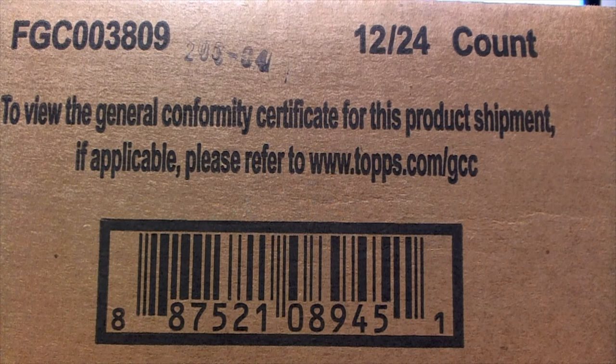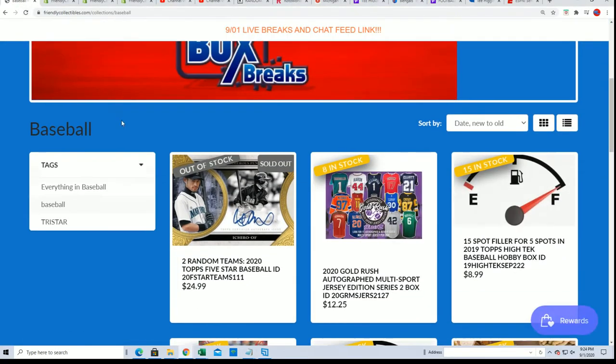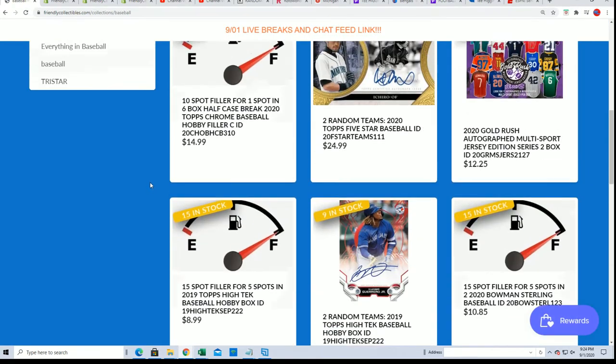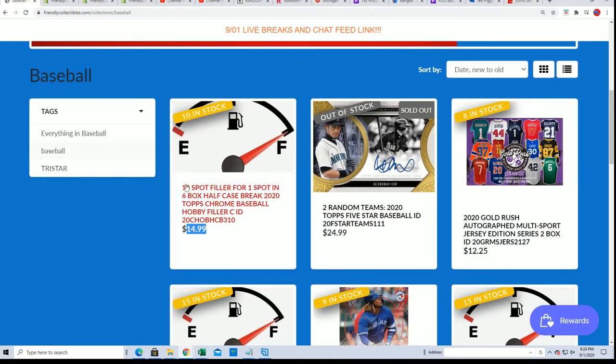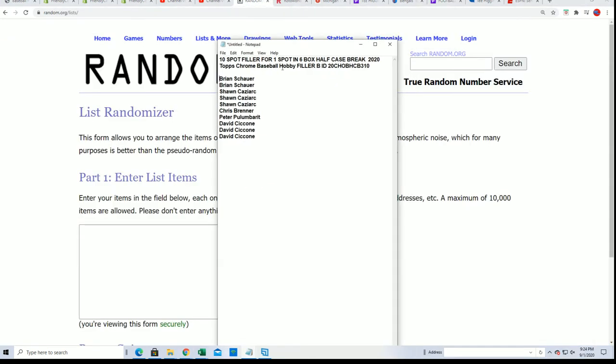Good luck, everybody, in the box break. Okay, so this is filler C. Filler B is the same way. Everybody's looking to win their spot in here for $14.99. Good luck. One person will win and get in for $14.99.